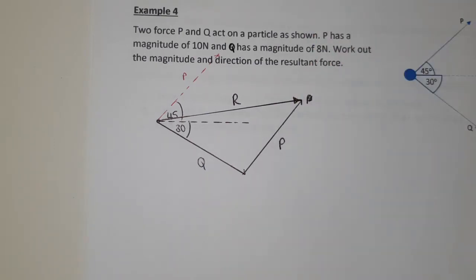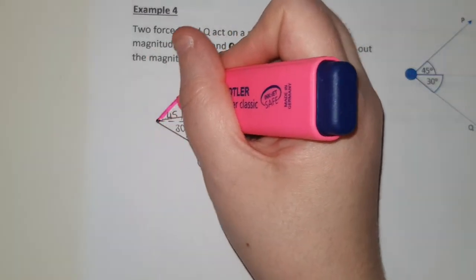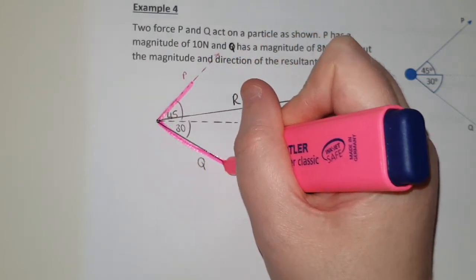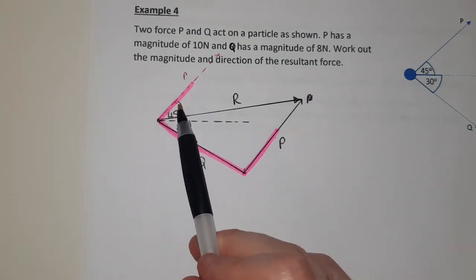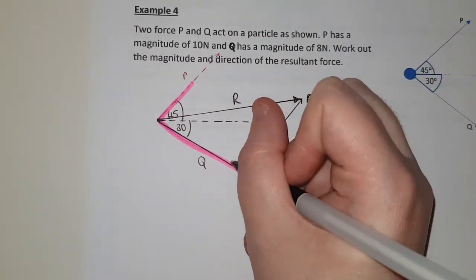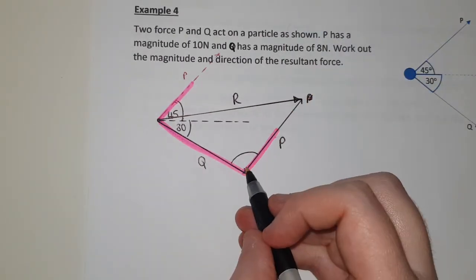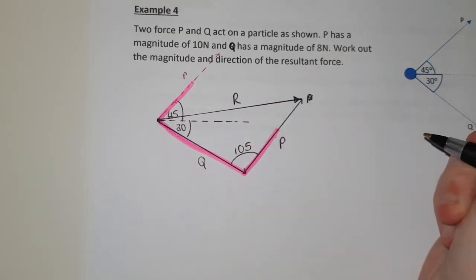Now the reason I did that is because what you've ended up with is a set of parallel lines, and we know from GCSE that if you've got a set of parallel lines, I can use the supplementary rule to tell me that this angle, which in total is 75, plus this angle has to equal 180. So this one must be 105 degrees.